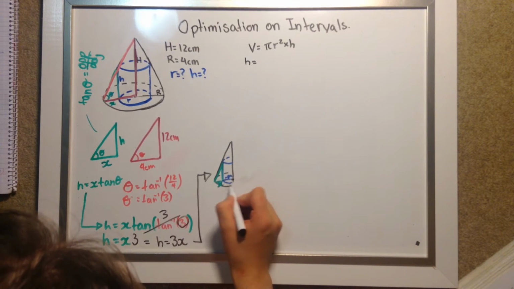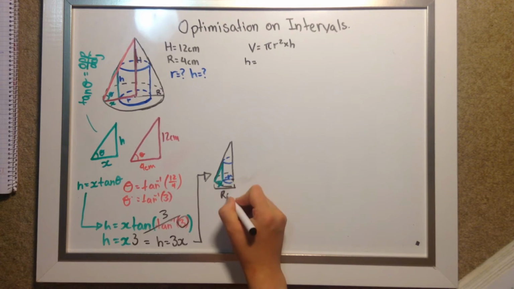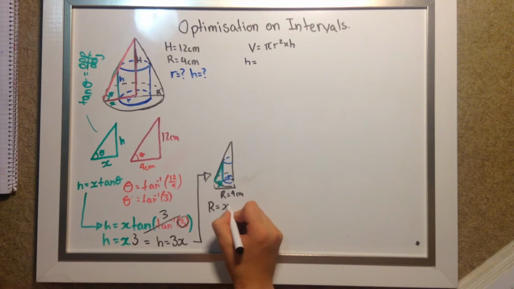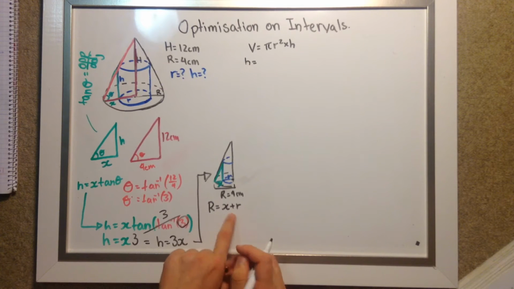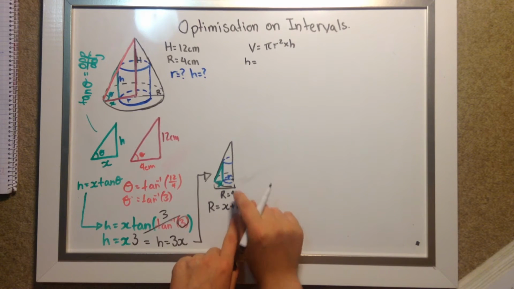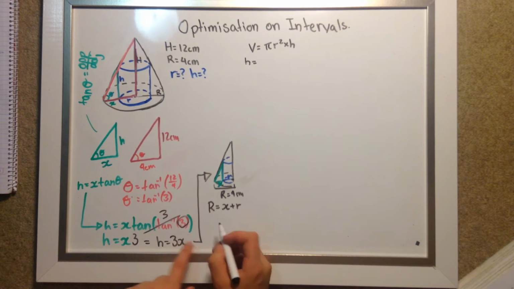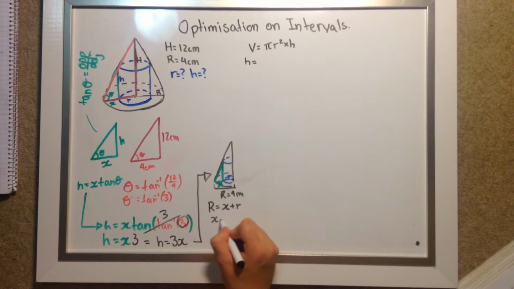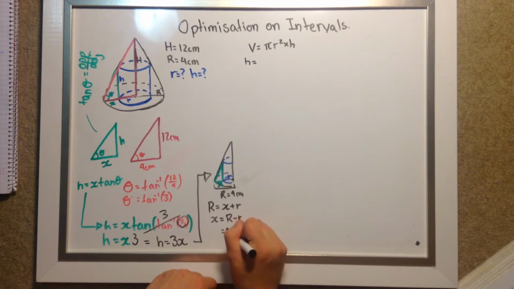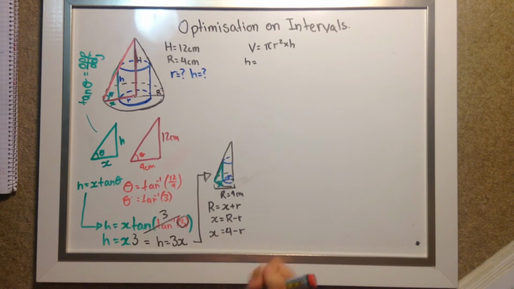But this length right here, this whole big radius, we know that. That's just capital R, right? Which is 4 centimeters. So R is equal to x plus the little r. So the radius of the cone is equal to the little radius of the cylinder plus the distance in between. And we can just rearrange that for x. That's equal to R minus r, and we have the big capital R, which is 4 centimeters, minus the little r. So that's a nice thing to have.